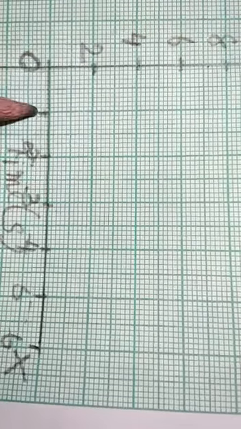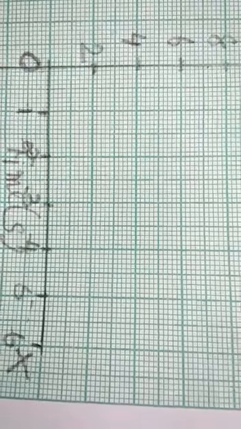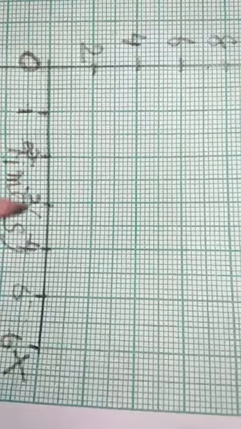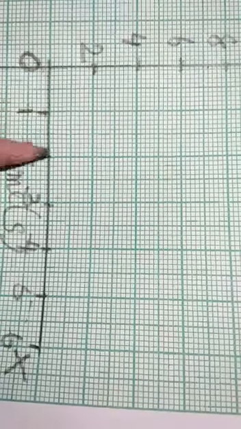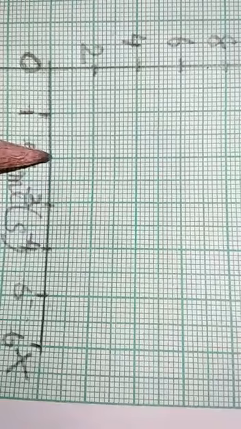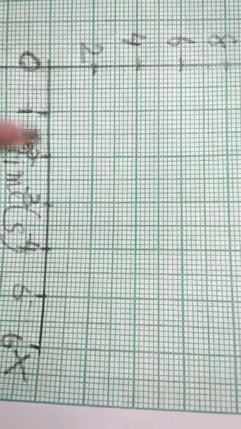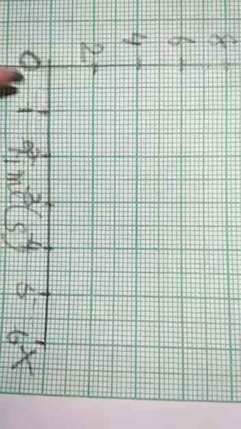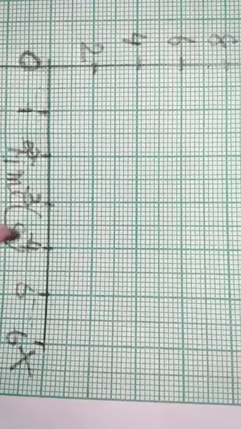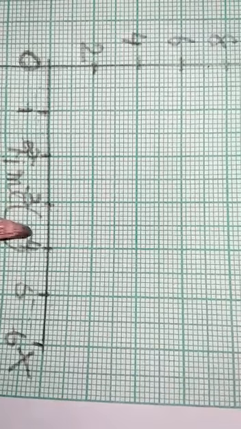So each unit, the distance between these darker lines, is 1 unit. Each unit on the x-axis represents 1 second. So from 0 to 1, this darker line, it is 1 second. From here to the next darker line, 1 second. So the difference between each unit should be equal. On the x-axis we can say 1 unit represents 1 second.